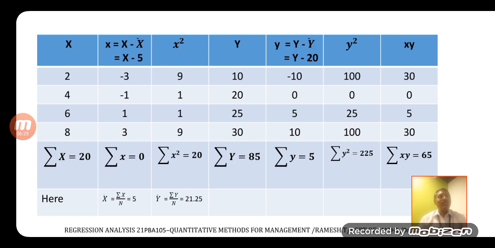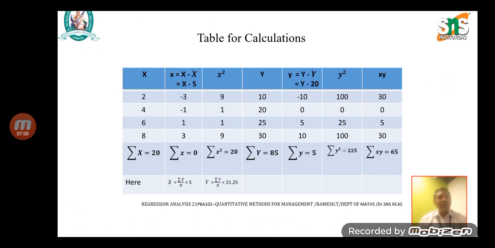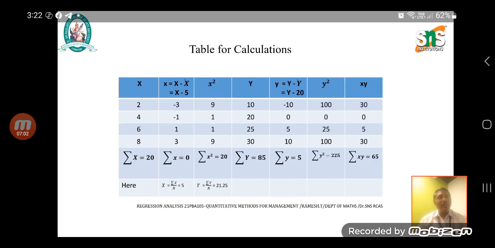Now we need y square or dy square. So minus 10 square is 100, 0, 5 square is 25 and 10 square is 100. Then we calculate xy or dx dy. So multiplying x and y, or dx into dy: minus 3 into minus 10 is 30, minus 1 into 0 is 0, 1 into 5 is 5, 3 into 10 is 30. So we calculate the sum of all these values now.